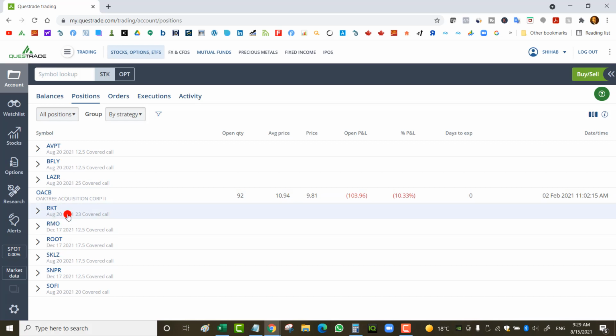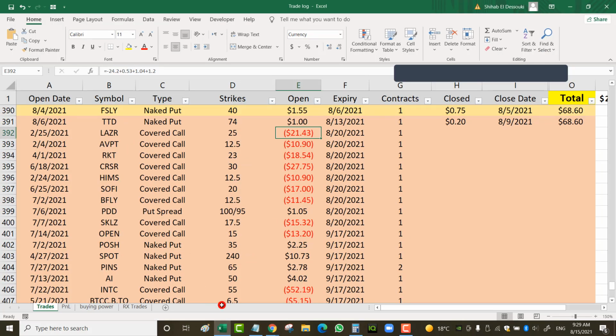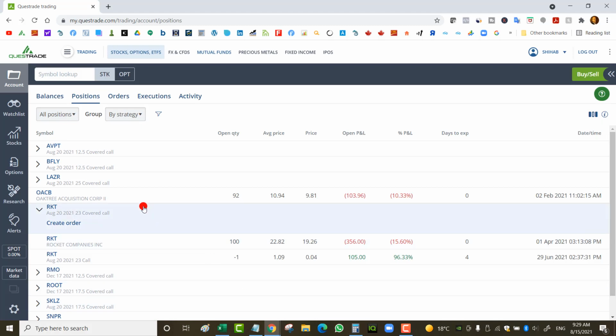Then I've got a covered call on Rocket, which initially was doing good. I initially had a 22 strike. I accidentally sold a 23 strike, but whatever. My cost basis on Rocket is 18.54, which is not bad. The stock is trading at 19, so above my cost basis. That's good. Once this expires, or actually I could just roll it to the next expiry, sell a 22 strike and collect more credit, lowering my cost basis, and then eventually close the entire trade for a profit.